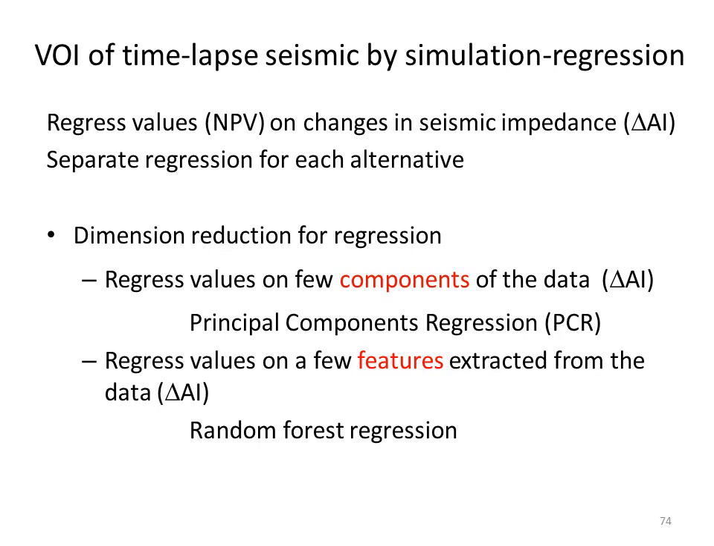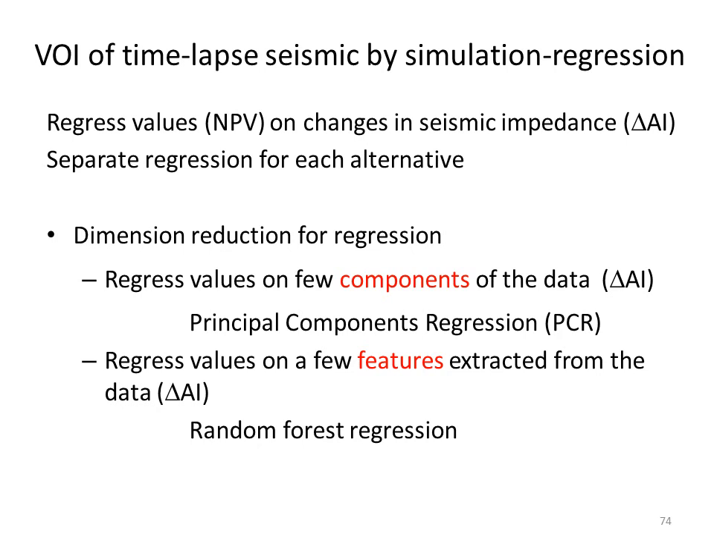So we regress the values, which is the NPV in this case, on the changes in seismic impedance. We do a separate regression for each alternative. Before we do the regression, of course, we have to do dimension reduction, because here the change in seismic impedance is not just a single scalar value or even a curve. It's a map, it's an image.